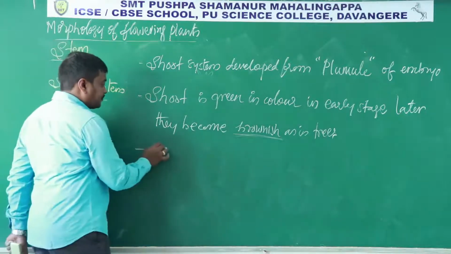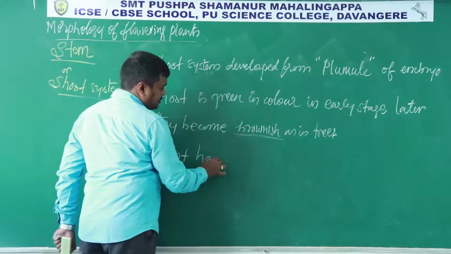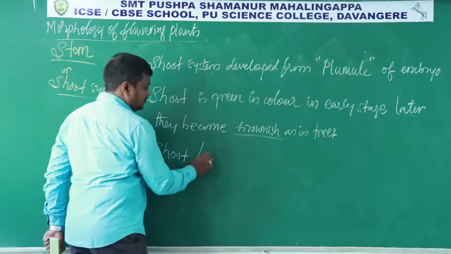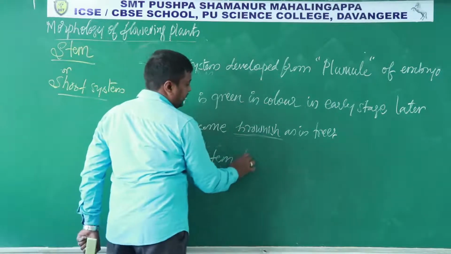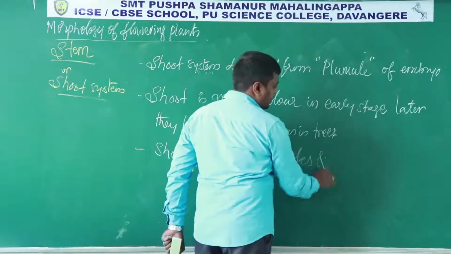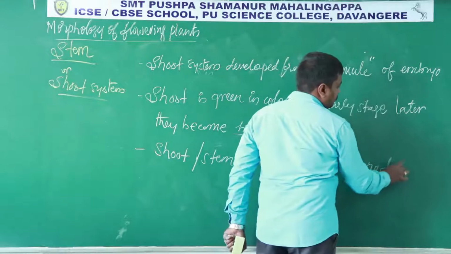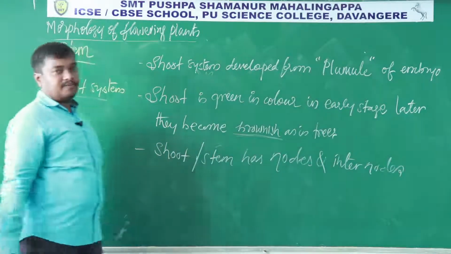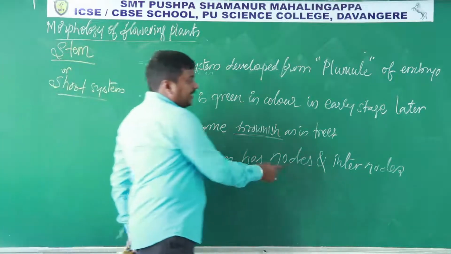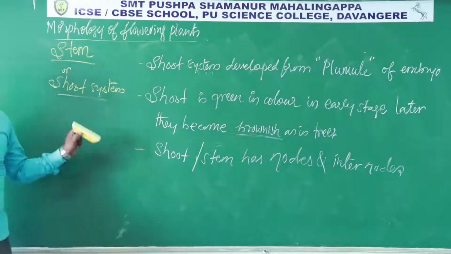Okay, shoot or stem has nodes and internodes. So this is one of the major differences between stem and root. So these nodes and internodes are absent in root but they are present in stem. Okay.